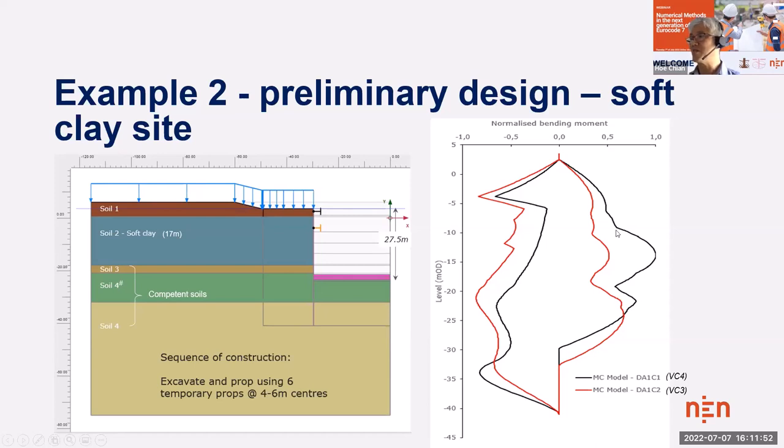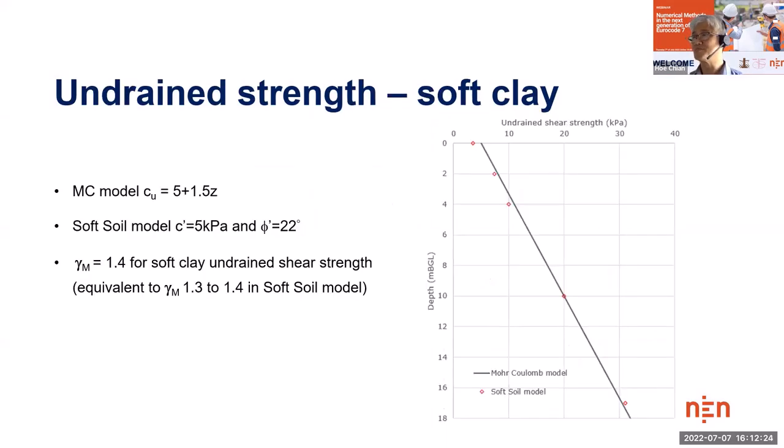But you can see that when we undertake the verification using verification case four, the critical part of the forces is on the positive side of the bending moment. As we apply partial factor on material, the behavior starts to switch, and the negative moment is growing and growing. And that is for the Mohr-Coulomb model.